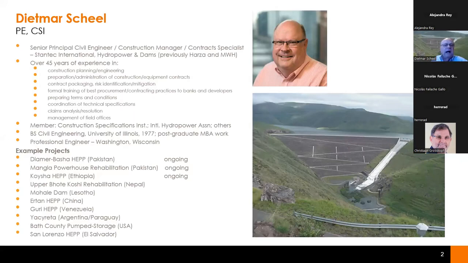I'm presently involved in a number of powerhouse rehabilitation projects, and one of the ongoing ones is Mangla in Pakistan, which is a little older than Salto Grande.